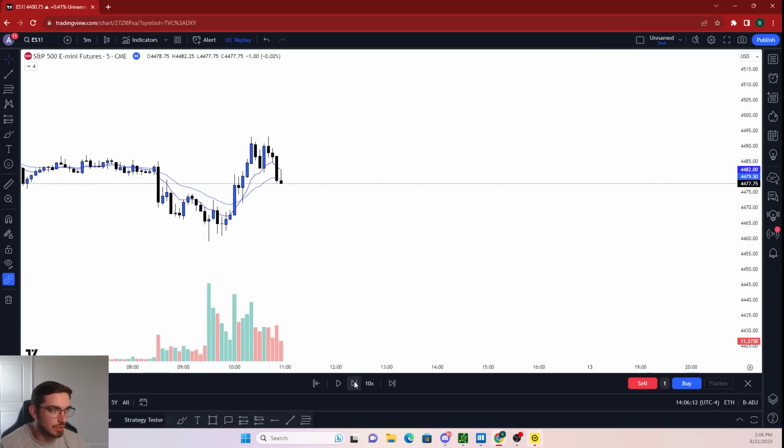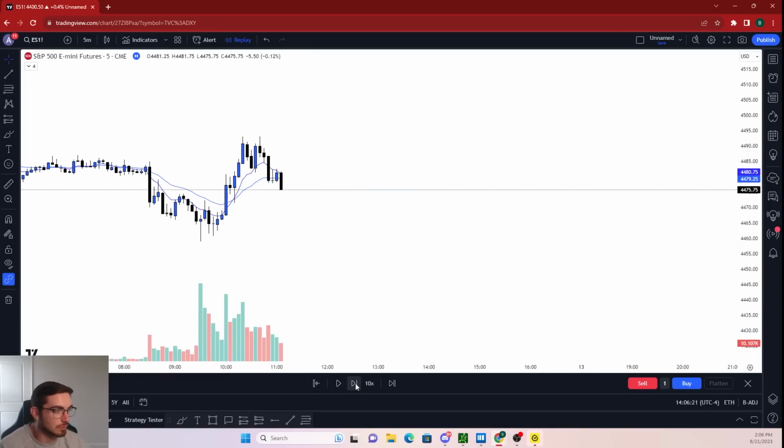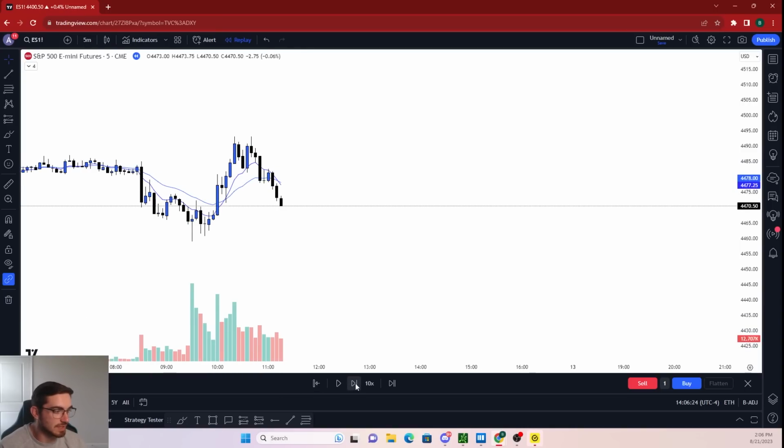But we're simply just going to go forward and see if we can find any good setups. There was a nice fair value gap right here, which gave a nice push to the upside. Unfortunately, we weren't able to get that. So let's just continue going forward and see if we can catch anything in this session.